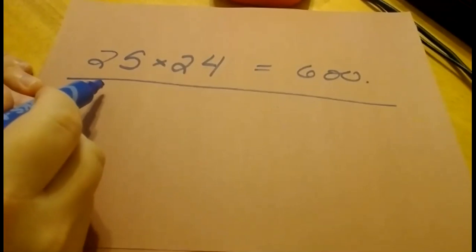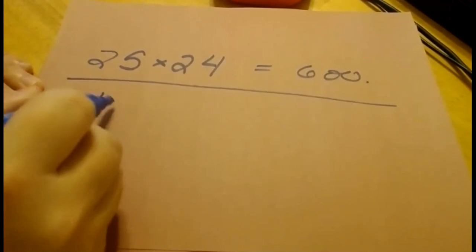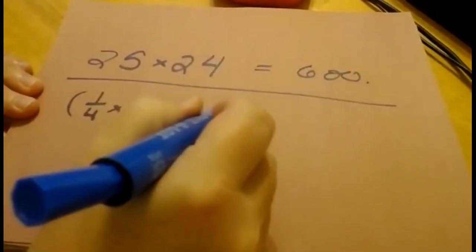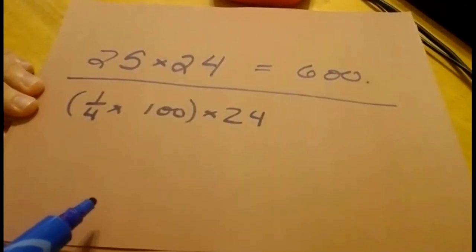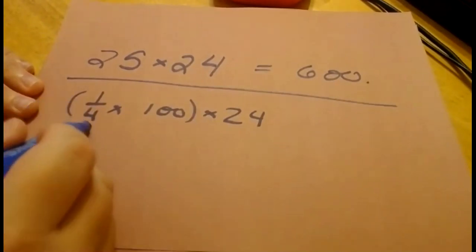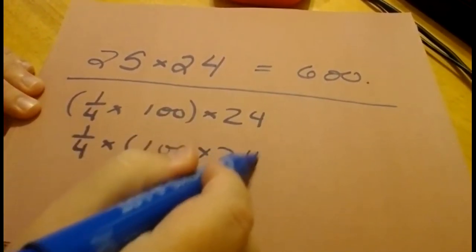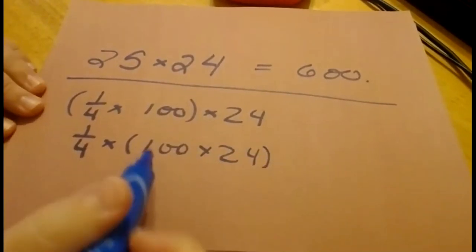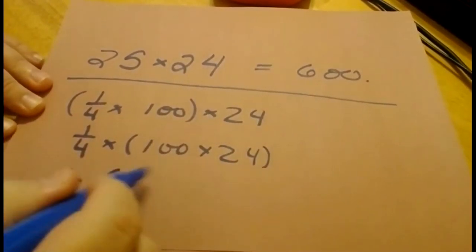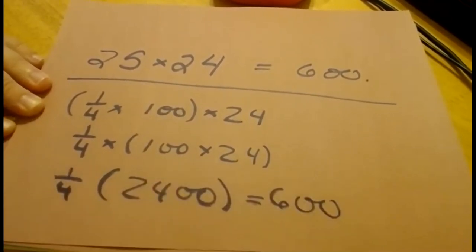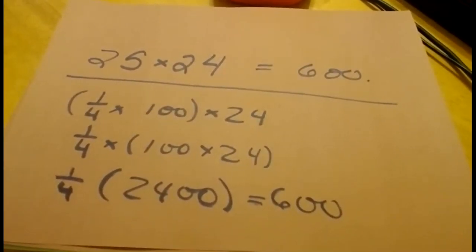Okay, here's one idea. One idea is rewrite 25 to be 1/4 times 100. And then apply your favorite property, the associative property, like this. And now you have 1/4 of 2400, which is not hard. That's 600. That is one way you could do it.